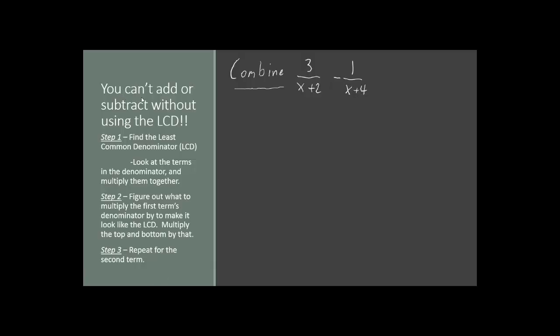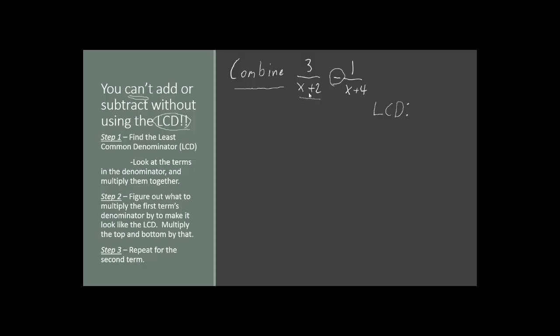But the cardinal rule of fractions is that you cannot add or subtract them unless you have an LCD. You could multiply or divide them, but you can't add or subtract them. Since we have a subtraction sign in the middle, that means we have to find the least common denominator before we continue. To figure out what that is, we look to the denominators of these fractions.